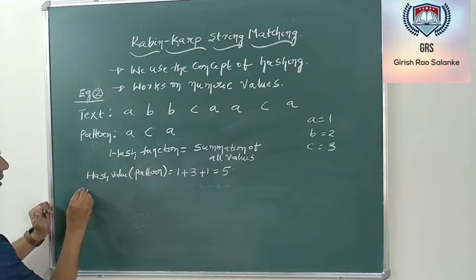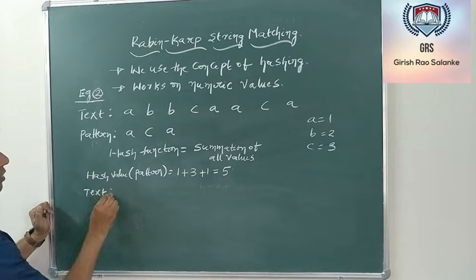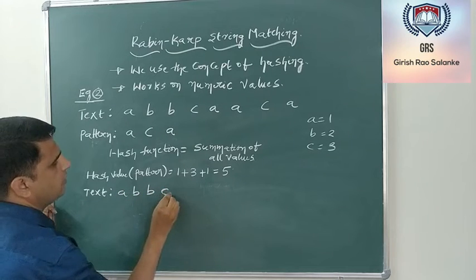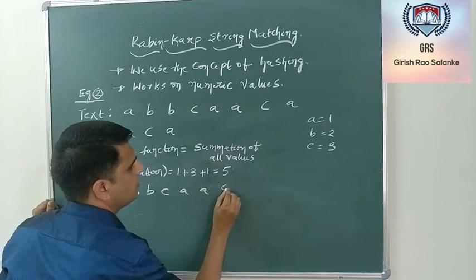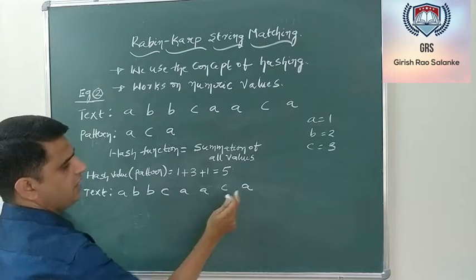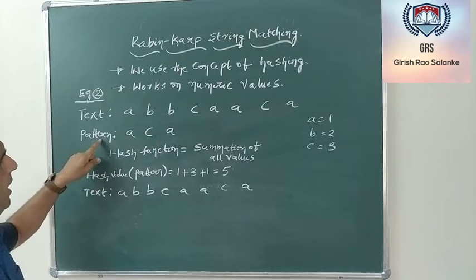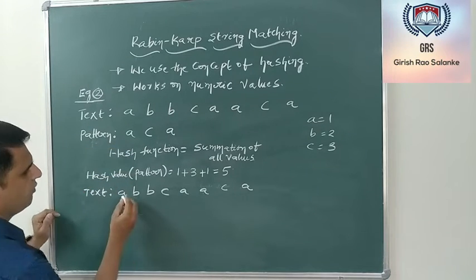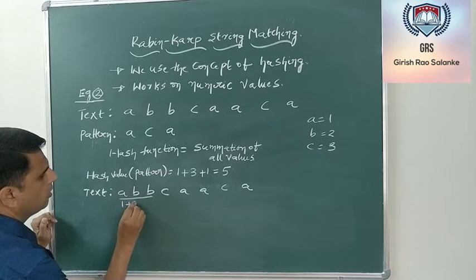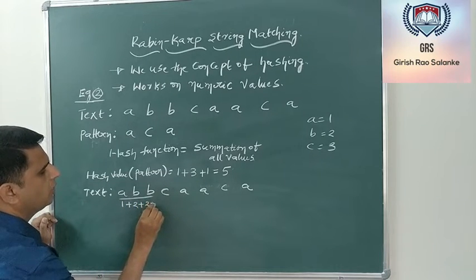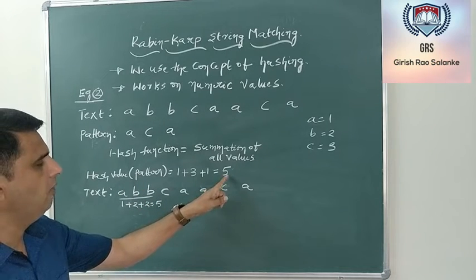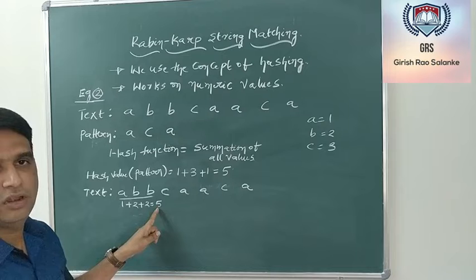Now let us construct the hash value for the characters in the text: A, B, B, C, A, C, A. Now how many characters are there in the pattern? There are 3 characters. So for the first 3 characters I will construct the hash value. This is 1 plus 2 plus 2. What is this value? 5. Now what was the hash value of the pattern? The hash value of the pattern is also 5, and this is also 5.